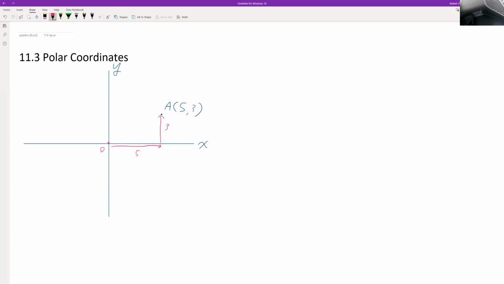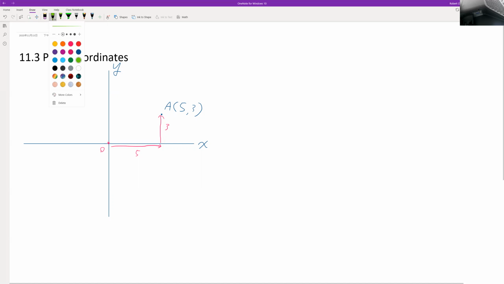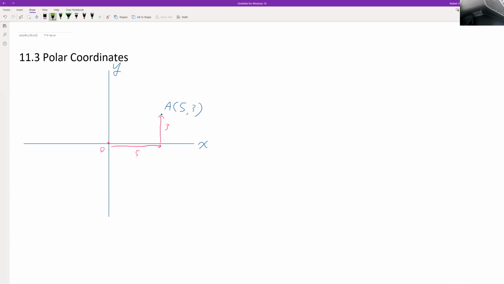Now, polar coordinates is another system that allows us to get to this point, A, without traveling to the right by 5 and then up by 3. What we're going to do is go straight from the origin to this point. Oops, that's not straight. Like that. Okay. So the idea of polar coordinates, I'm going to write it now first. Polar has two parameters, r and theta. And we're going to talk about that in a second.